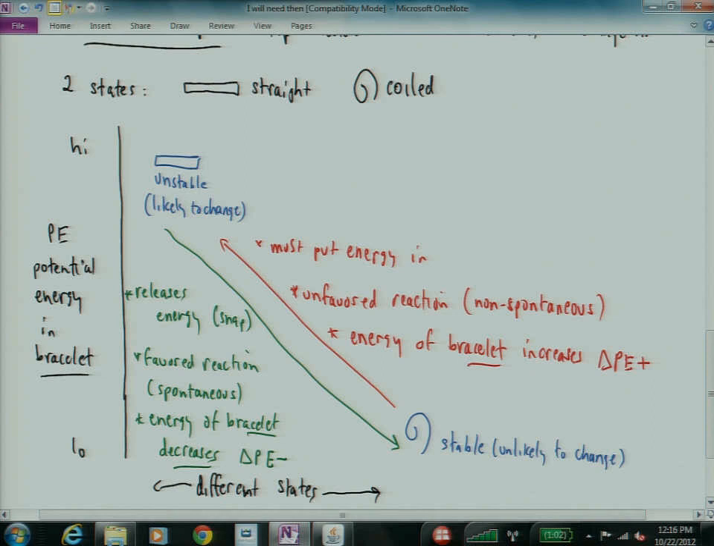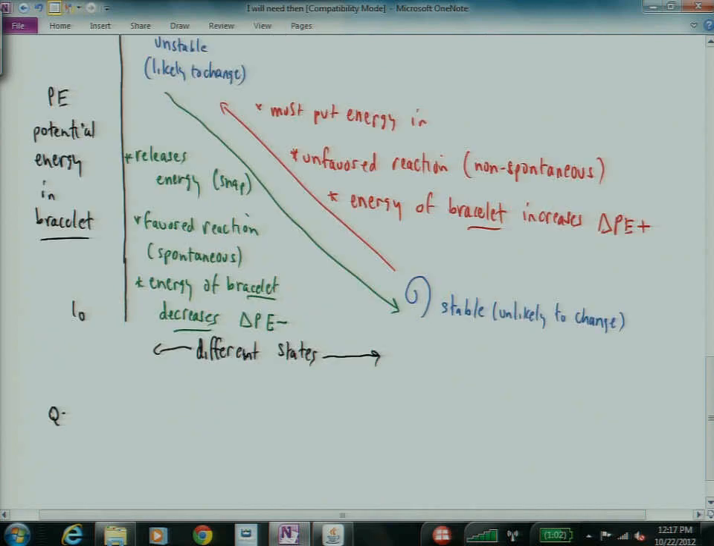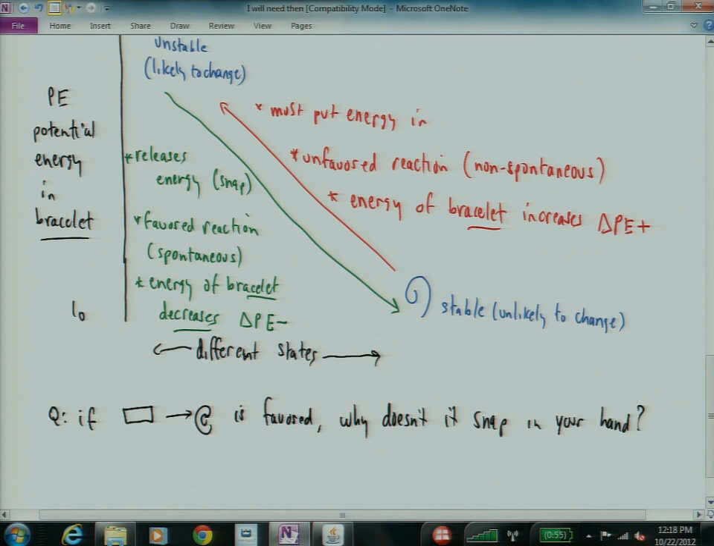That is the following. Question. If going from straight to coily is favored, why doesn't it snap in your hand? Right? So, sure, I'm saying that this is unstable. In our wanting way, it wants to be coiled. Why doesn't it coil? How come I can keep it there for as long as I like?